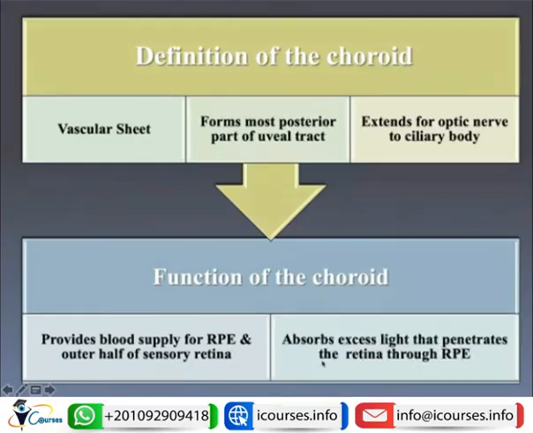Also, it has melanocytes that absorb the excess light that penetrates to the retina through the retinal pigment epithelium. If we have excess light that enters the eye, it may scatter within the eye, leading to impairment of quality of vision. So this is the function of the choroid, which has melanocytes to absorb this excess light. It acts like sunglasses for the retinal pigment epithelium.